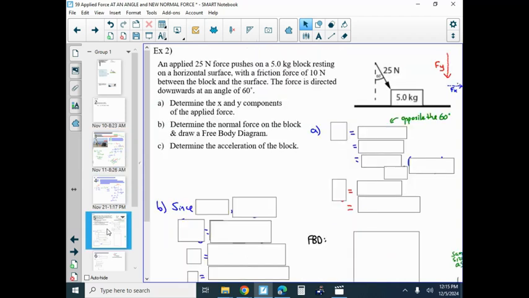In a pushing down situation, we've got an applied force of 25 newtons at 60 degrees to the vertical. The force is directed downwards at an angle of 60 degrees. That's maybe not clear enough from the words, but the picture clears it up. And we have a friction force of 10 newtons. So determine the x and y components. That's easy enough, right? X component, y component.